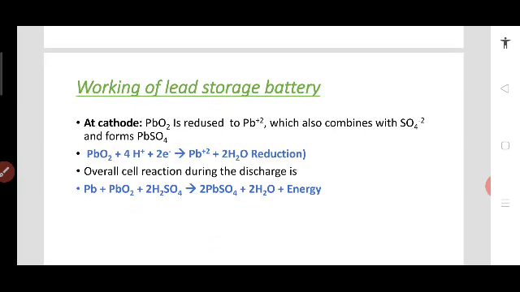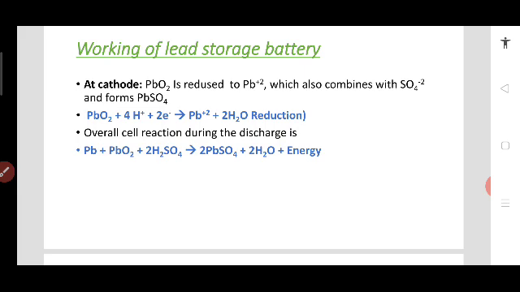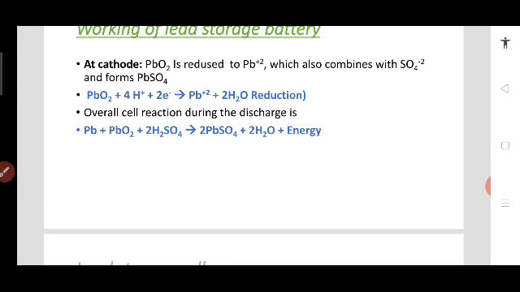Working of lead storage battery. At the cathode, PbO2 is reduced to Pb2+, which also combines with SO4 2- and forms PbSO4. The reaction is PbO2 plus 4H+ plus 2 electrons gives Pb2+ plus 2H2O. This is the reduction reaction. The overall cell reaction during discharging is Pb plus PbO2 plus 2H2SO4 gives 2PbSO4 plus 2H2O plus energy.